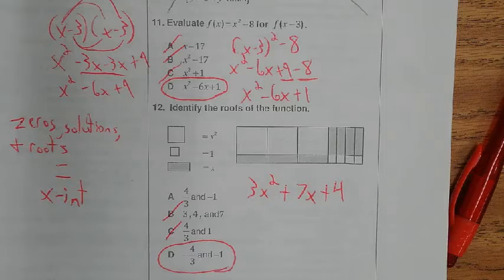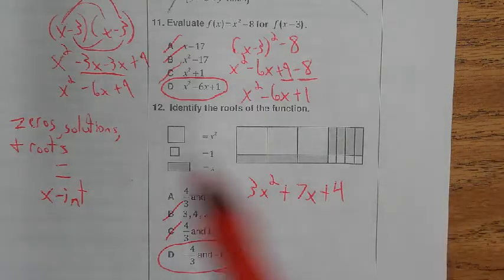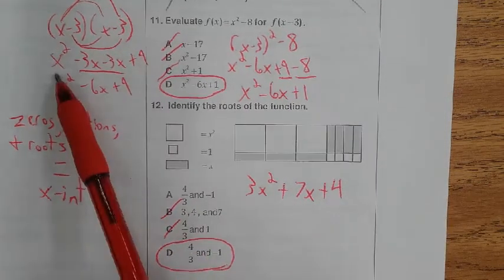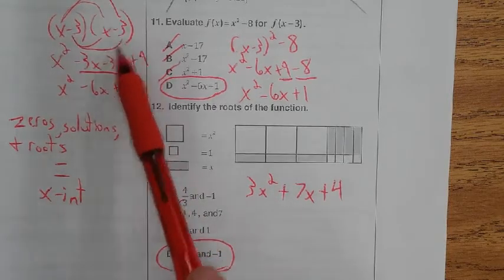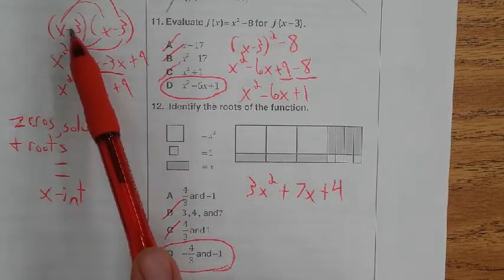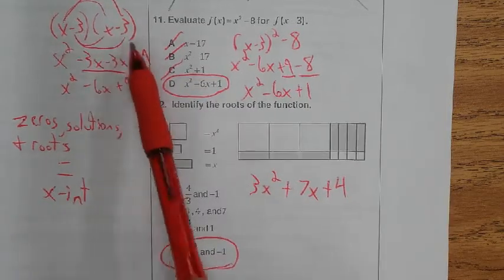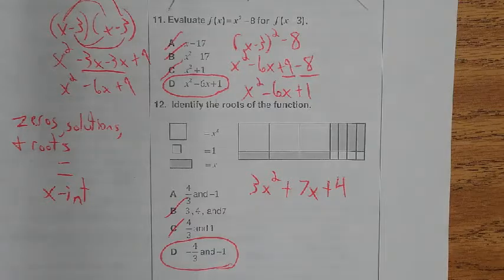Actually, that's pretty much the only method you could have done for that one. There's not a shortcut with Desmos. So basically just do the FOIL. Remember, FOIL is first, x times x, x squared. Outside, x times -3, -3x. Inside, -3 times x, -3x. Last, -3 times -3. That's how we got positive 9.